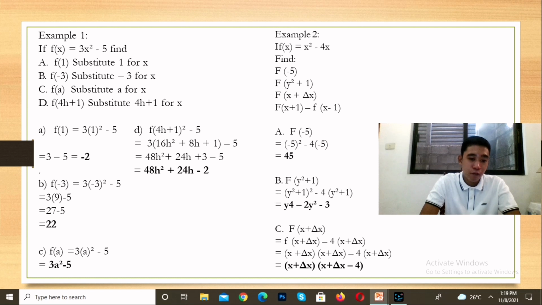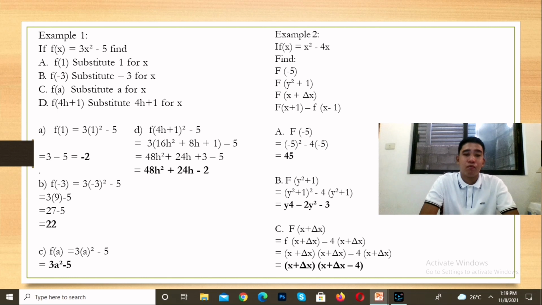C, f of a equals 3a squared minus 5. So the final answer is 3a squared minus 5. As simple as that. And D, f of 4h plus 1: 3 times the quantity 4h plus 1 squared minus 5 equals 3 times 16h squared plus 8h plus 1 minus 5. So 48h squared plus 24h plus 3 minus 5. So the final answer is 48h squared plus 24h minus 2.